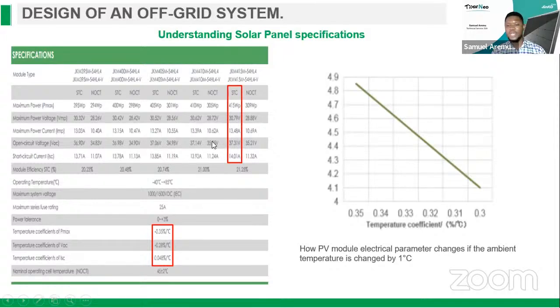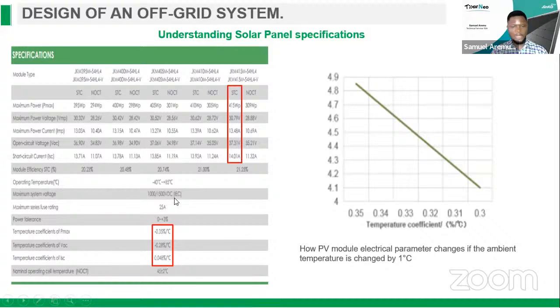And when there's no load connected across the solar module, probably in your inverter or your charge controller, there's no load connected at that point. The VOC, which is the open circuit voltage, we have 37.31 volts. Also for ISC, that is the current that will pass through when you short the terminals of the PV.